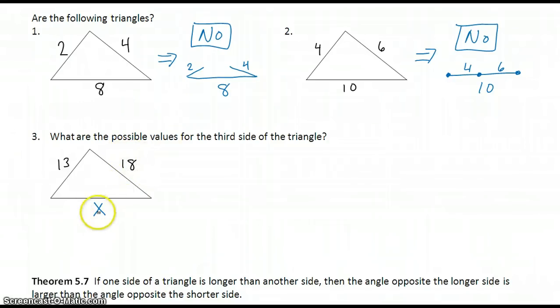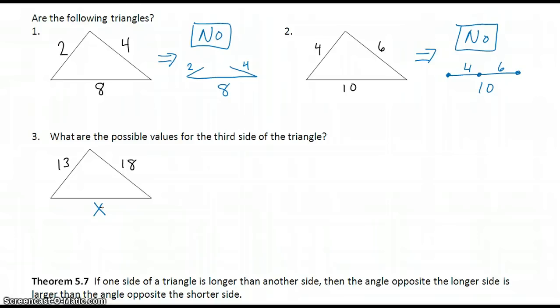So x for sure has to be bigger than 1. But could x be like 50? If x is 50, then these two sides together are too long for this side. So there has to be a range for x. X can't be bigger than a certain number, and it must be bigger than another number. To figure out the values for x, we need to set up three inequalities.